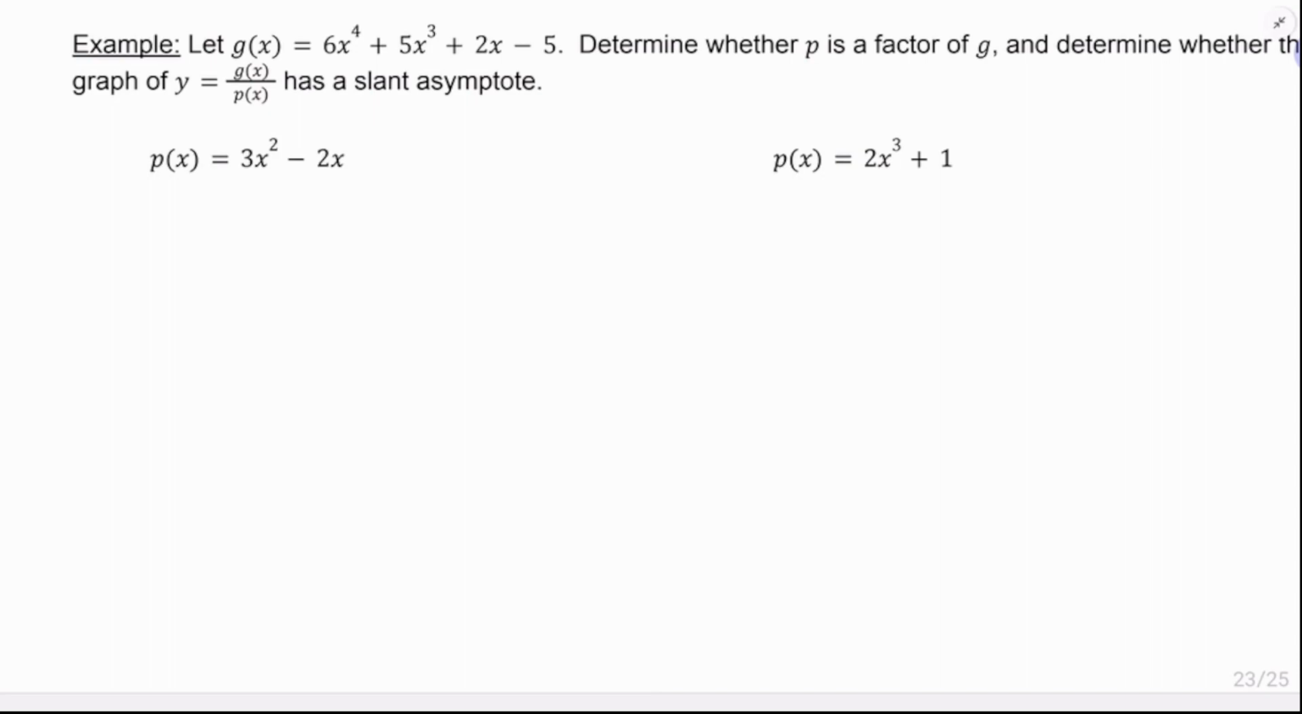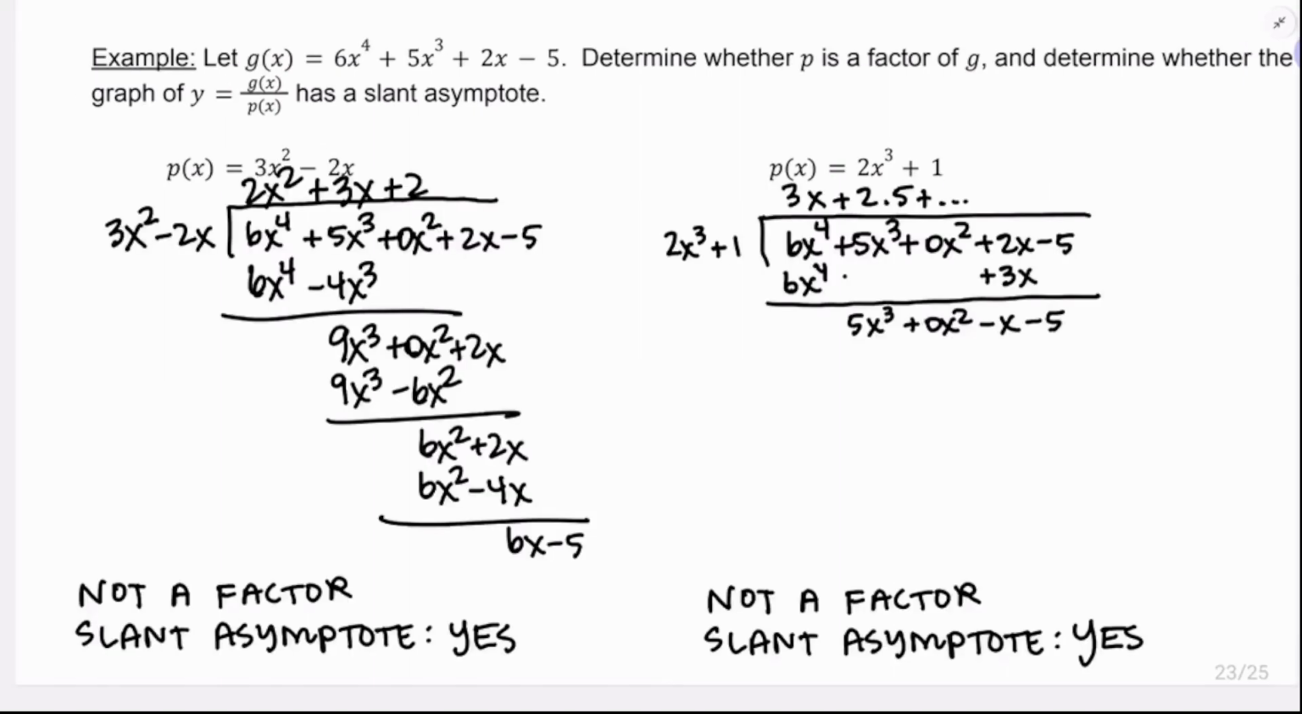So we're over here. We're going to determine whether p is a factor of g and determine whether the graph of g over p has a slant asymptote. All right, I think this one would be good for you to do on your own. This video is getting a little long. So work this with the video paused. I'll bring in the answers in a couple seconds.